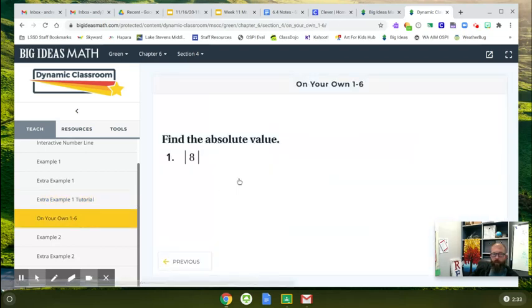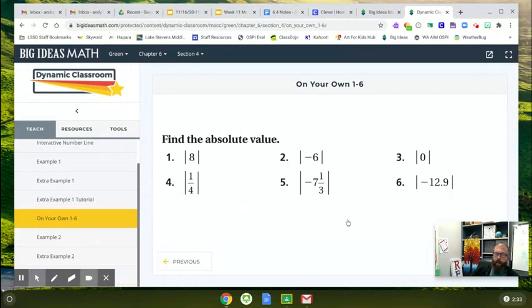Let's take a look at a few on your own. Find the absolute values of 8, negative 6, 0, 1/4, negative 7 1/3, and negative 12.9. So without making a number line, I know that 8 is 8 away. Negative 6 is 6 away from 0. Of course, this is 0. 1/4 is 1/4 away. Negative 7 1/3 is 7 1/3. And negative 12.9 is 12.9. So this is just the distance from 0. Okay, so a negative number's absolute value is going to be positive. Same with a positive number. Its absolute value is going to be positive.